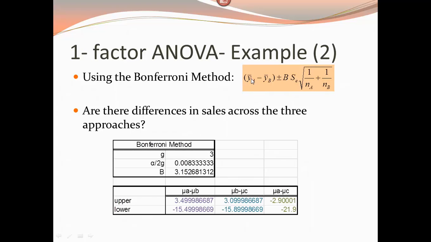So the average of A minus the average of B, and then this upper bound is using this plus, this lower bound is using this minus, and we go through here, and anytime 0 is within the range, it tells us there is no statistically significant difference between the two approaches. So we see there is no statistically significant difference between approach A and B, or between approach B and C, because 0 is within that range, but there is a statistically significant difference between approach A and C, because 0 is not within that range.